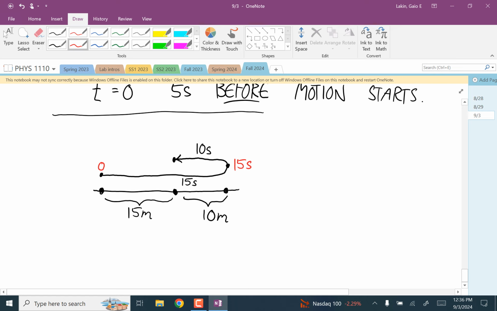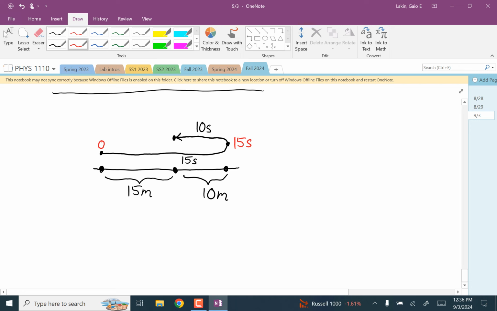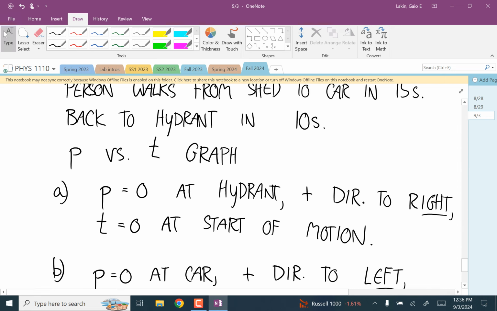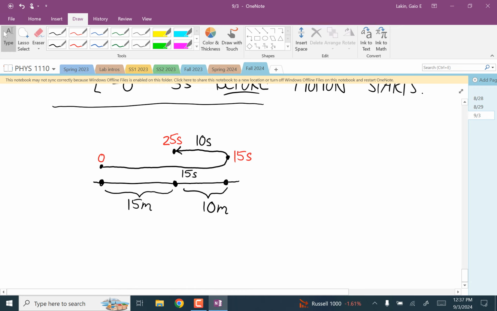And now if another 10 seconds goes by before the person gets to the fire hydrant, what does it say when the person gets to the fire hydrant? 25, yep. So those are the times. And now we're going to think about the positions. Yes? But didn't you say that T is at 5 seconds before movement? That's for part B. We're going to spend a little while doing this whole part A first. Oh, okay. And then we'll go through it again, part B, in case you're not sick enough of this scenario.